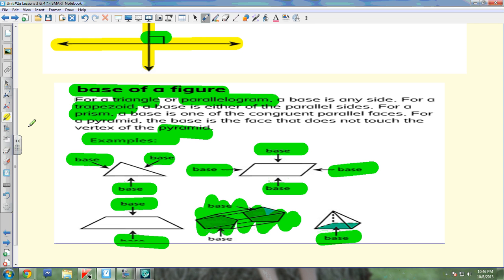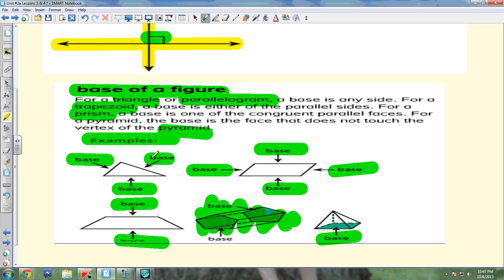And then the base of a figure. For a triangle or parallelogram, a base is any side. For a trapezoid, a base is either of the parallel sides. For a prism, a base is one of the congruent parallel faces. For a pyramid, the base is a face that does not touch the vertex of the pyramid.